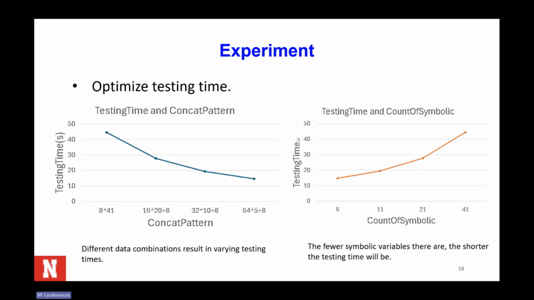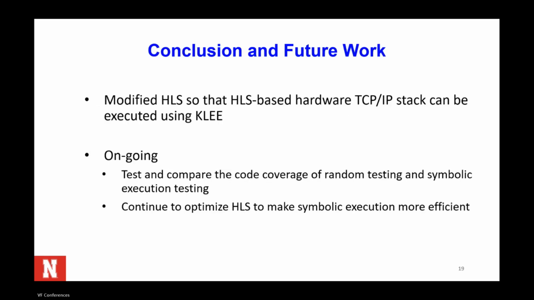Based on this experiment, the result is that if we want to save the time, we need to create fewer symbolic variables and match the length of the special data types. The conclusion: we modify the HLS library so that the CLI could work on these projects.